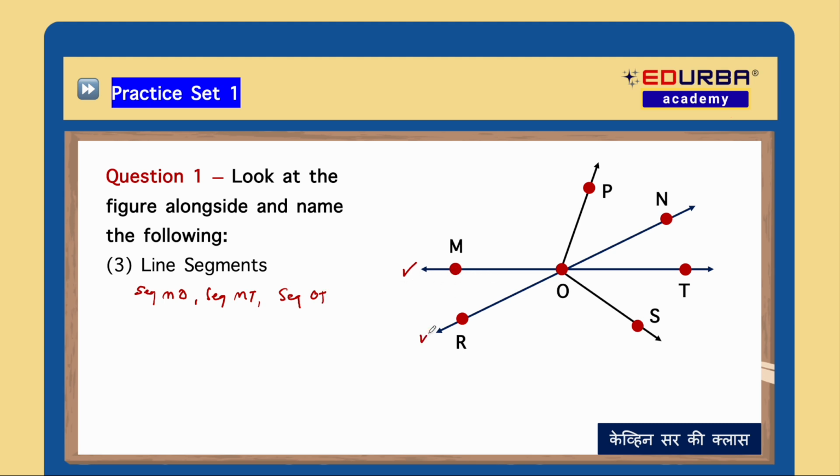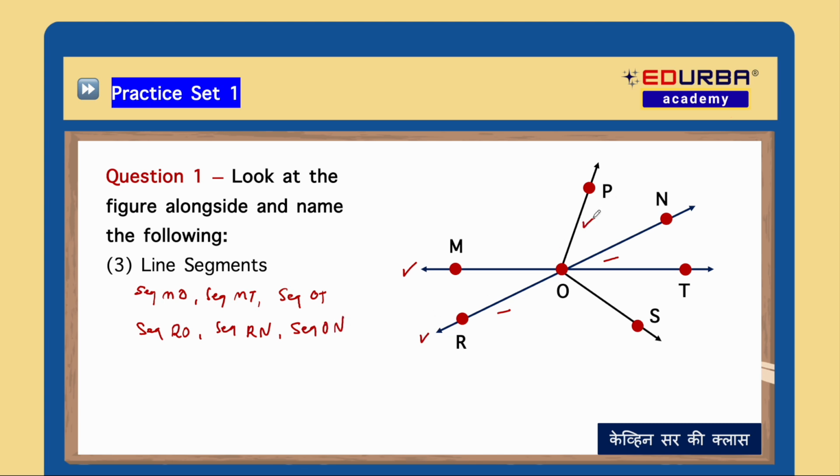Now let's look at this line here. On this line also we have 3 segments. So segment RO, which is this segment here, then segment RN, which is the bigger segment between point R and N, and then we have the third segment, which is segment ON. So this is the third segment on this line, segment ON. Now we covered both of them.